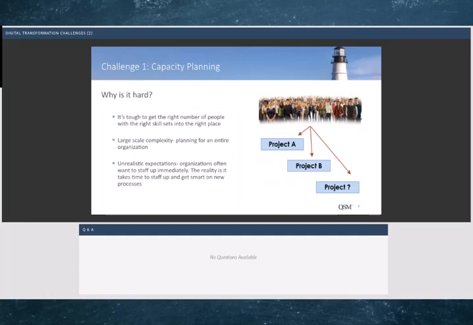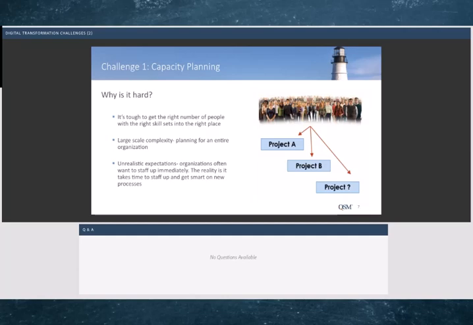So we're going to address it in relation to digital transformation today. We'll go with capacity planning first. We'll talk a little bit about it. Why is this hard? Well, number one, it's tough to get the right number of people in the right place, right? Usually we have a lot of different vendors. We have a lot of different groups internally within the organization, all trying to work together. We're trying to staff up all these different programs. We might have 100 releases to a particular program within a digital transformation. So it's tough to get people assigned to the right place that meet the right skill set, which dovetails with just large scale complexity in general. Planning for an entire organization is a tough thing to do, especially when we're doing outsourcing in addition to the internal development work.